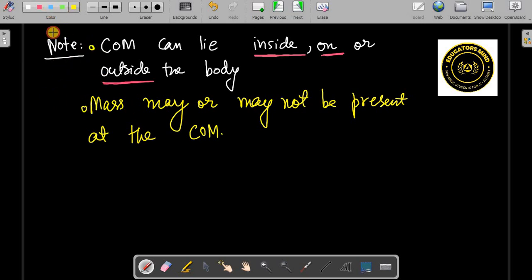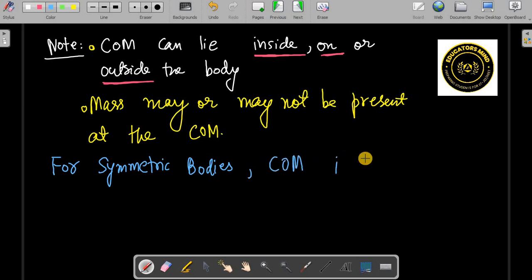Now let's take symmetric distributions of mass. For symmetric bodies, the center of mass is the geometric center. What is the geometric center?